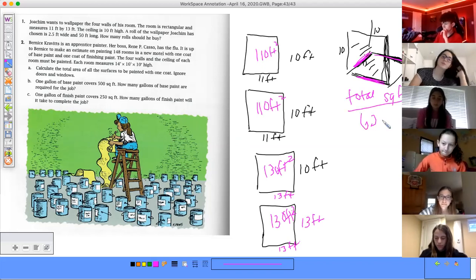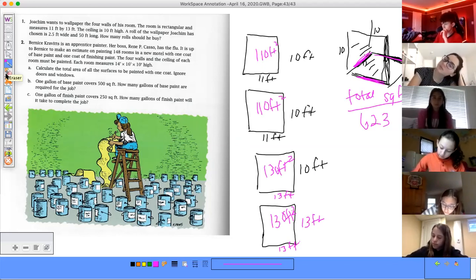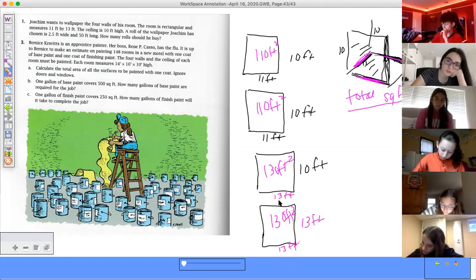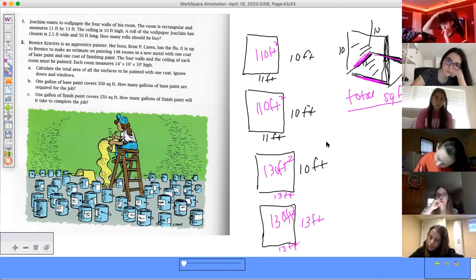So we have 623. It can't be 620, because I got 143 for the floor. Oh, for the walls. Hold on. I got 480. No, I included the floor. Sorry. Floor, right? Total square footage of the walls, right? Let me go back to my walls. Can someone shout that out to me?